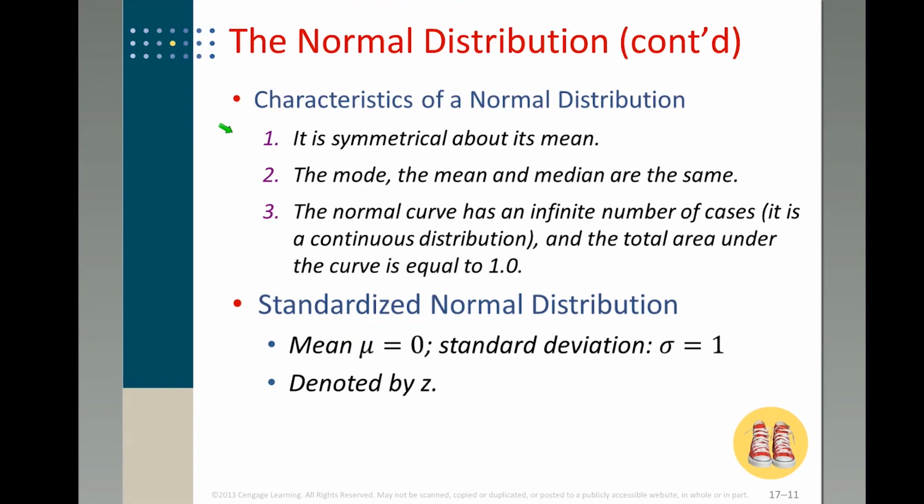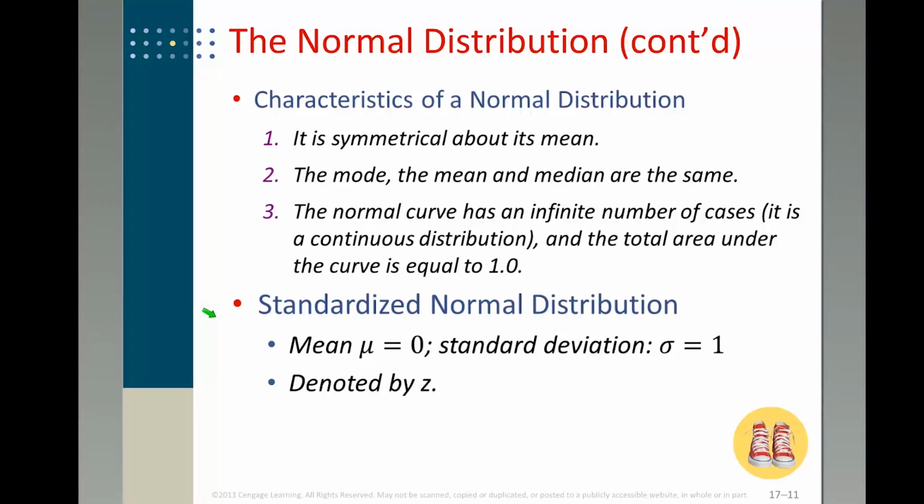All right, more characteristics about the normal distribution. It is symmetric, as I mentioned. Since it is symmetric, we find that the mode, the mean, and the median are the same for normal distribution. And for the normal distribution, we consider an infinite number of cases. Basically, we consider this to be a continuous distribution. We'll also further define the area under that bell curve to be 1. That means it's 100% of all observations.